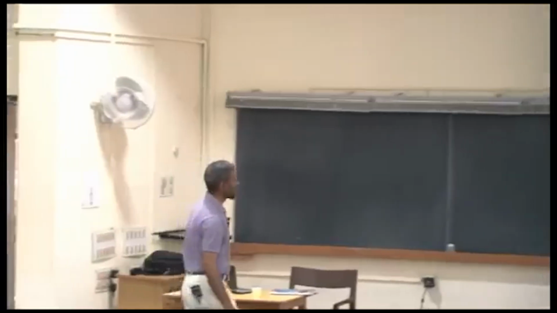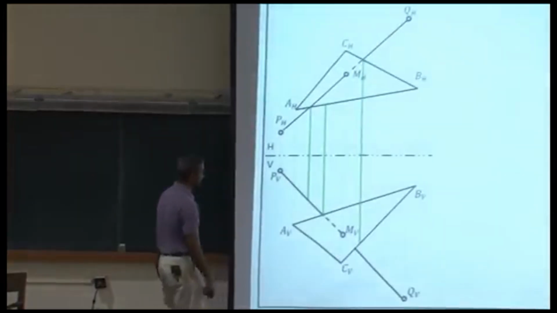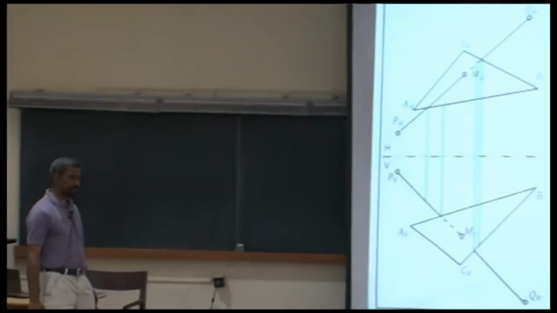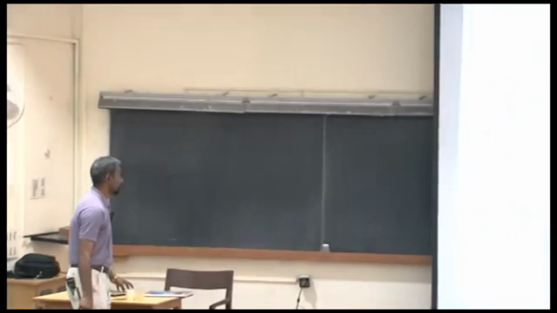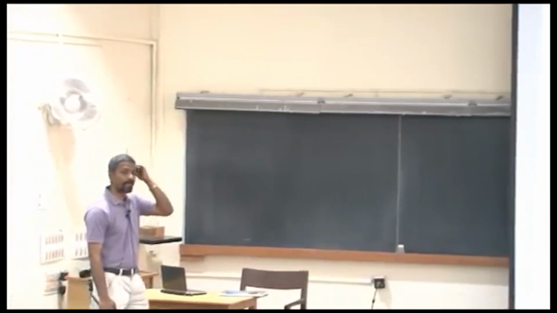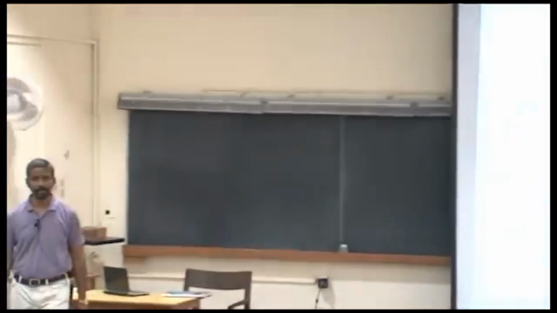And if I raise a vertical from this intersection point up, what is that going to be hitting first? Which line? PQ. So of course PQ is above the plane, and therefore PQ is solid.